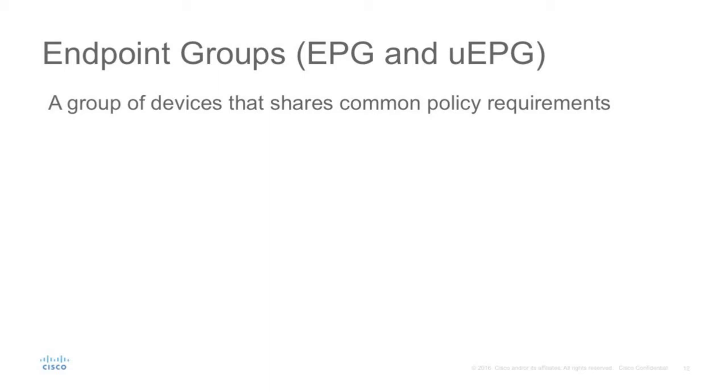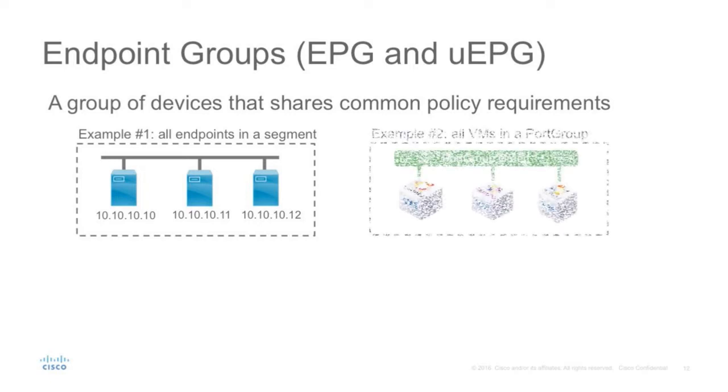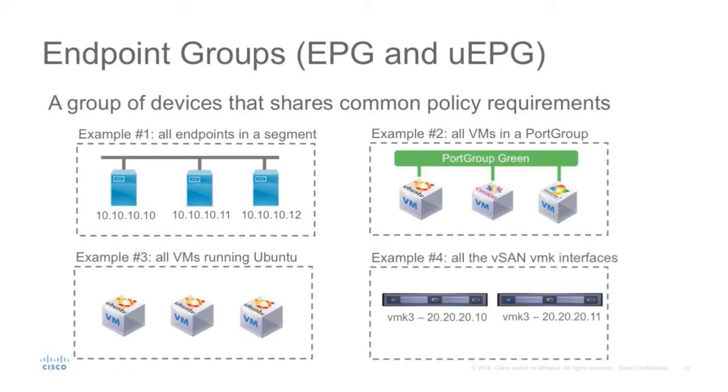How do we attach endpoints to consume these networking constructs? We attach them by grouping them in what we call endpoint groups, or EPGs. This will be a group of devices that will share common policy requirements. This could be all the endpoints in a segment. Therefore, an EPG can represent a VLAN in traditional networking. Or it could be all the VMs that are attached to a port group, and therefore an EPG could be a port group. Or it could be something more sophisticated, like selecting the endpoints based on the operating system, like all Ubuntu machines. Or you could select them based on networking attributes, such as the IP address or the MAC address, or a combination, where you can actually say all the vSAN VM kernel interfaces will be on that particular EPG.